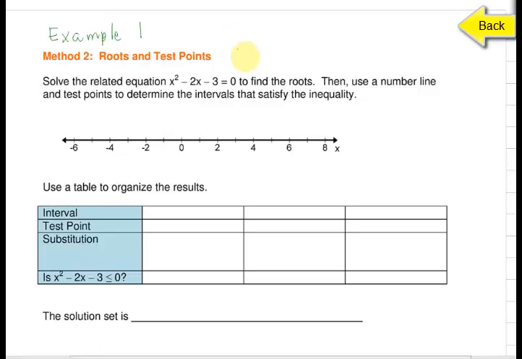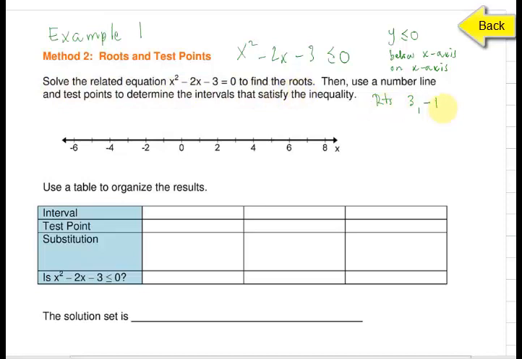Okay, so our inequality that we're looking at is x squared minus 2x minus 3 is less than or equal to 0. So we are looking for where y is less than or equal to 0, so that means below the x-axis and on the x-axis. Okay, so we already know our roots from the previous question because we've already factored it, so I'm just going to remind you that our roots are at 3 and -1.